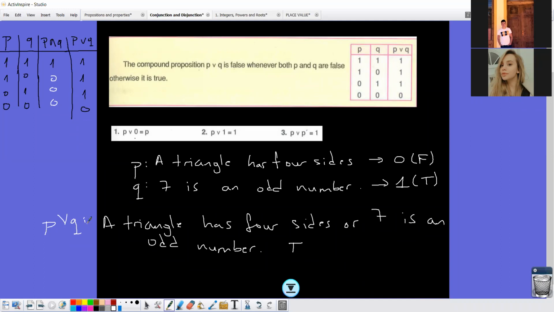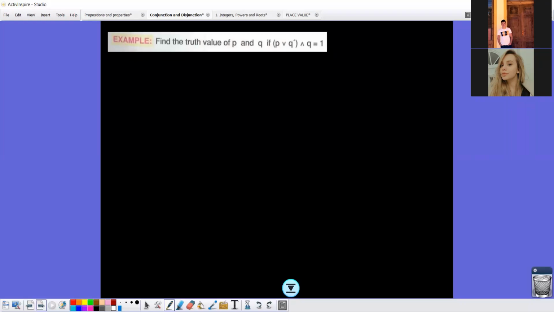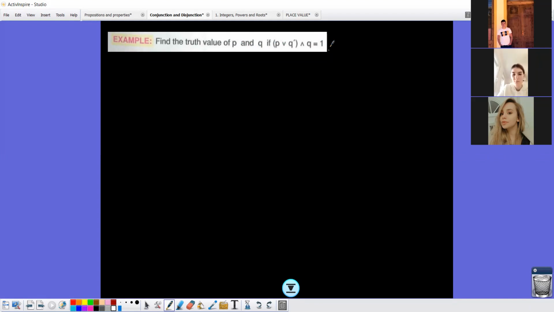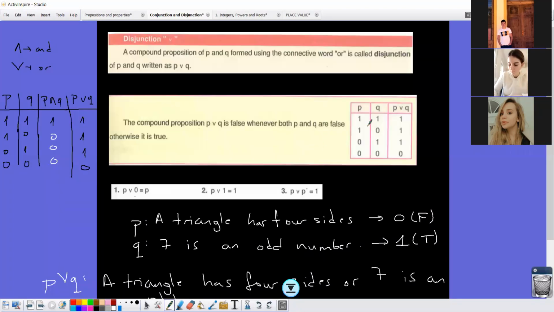Okay? Clear? Yes, teacher. Okay, now let's see. It says, find the truth value of P and Q if P or Q prime and Q is equal to 1. I have started by giving you directly a hard question. Why I have done this, I don't know. Now, how can we show this? You can show this with the truth value or with the truth table, or with these properties that we know here, okay?